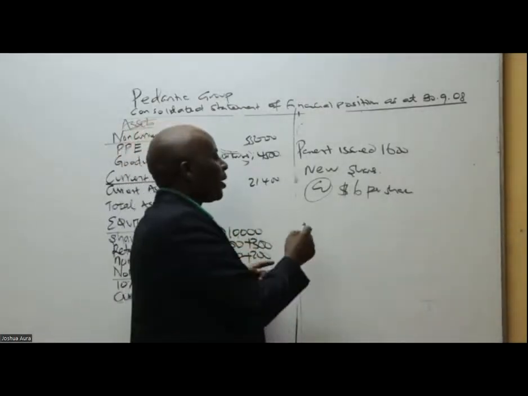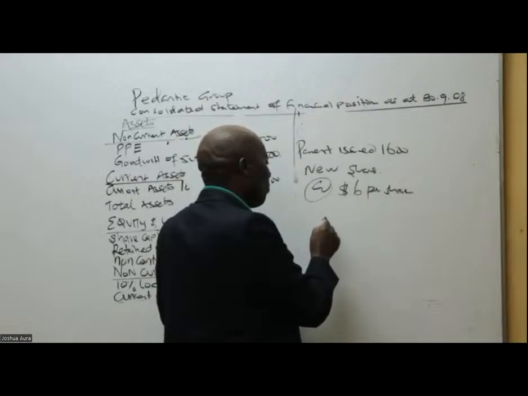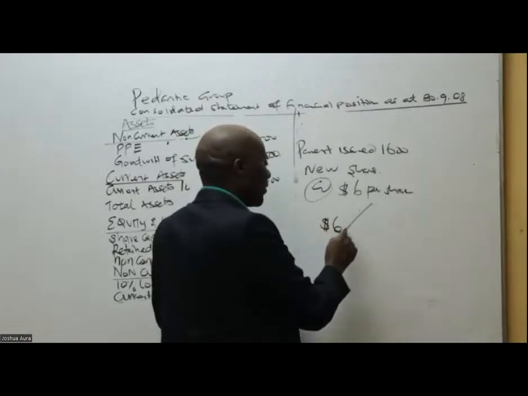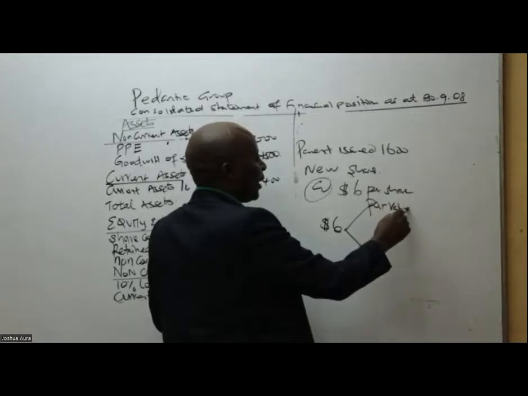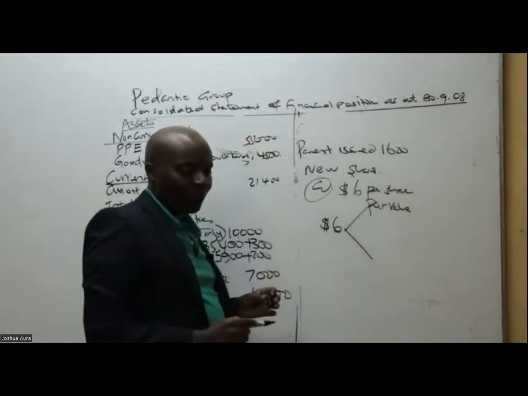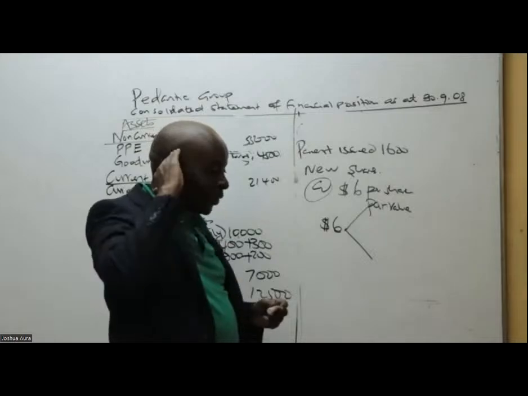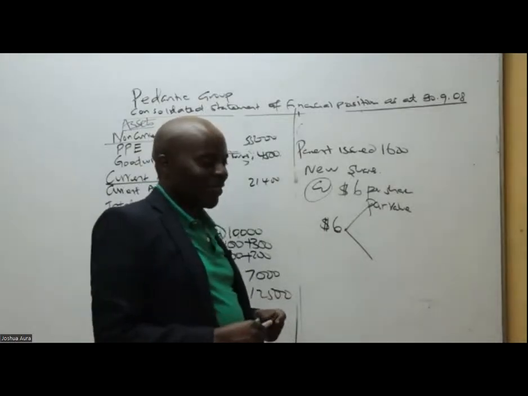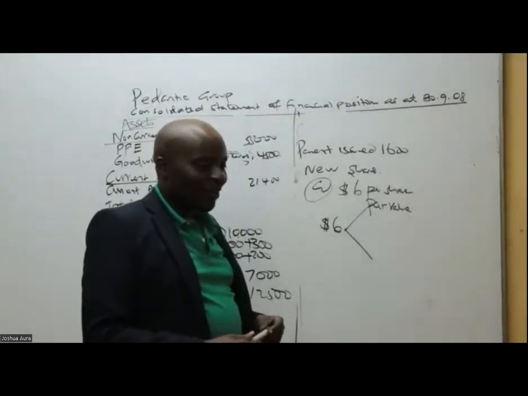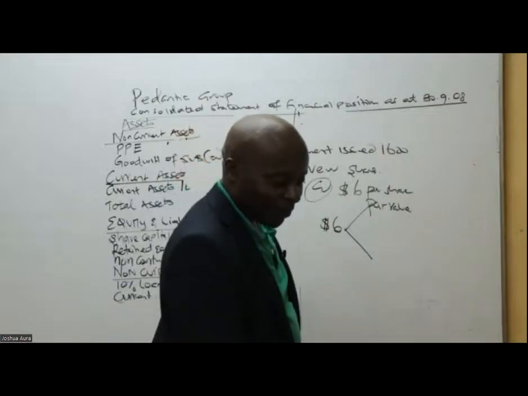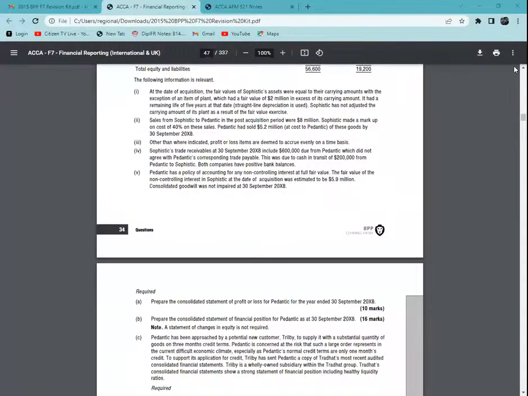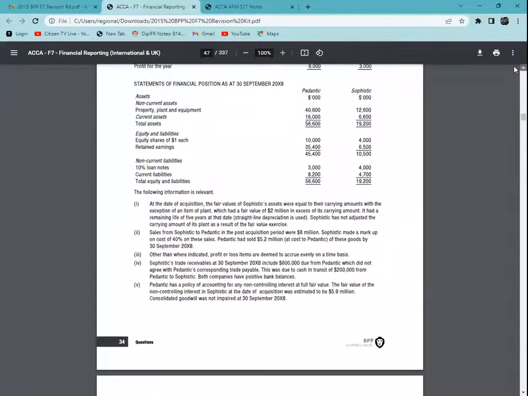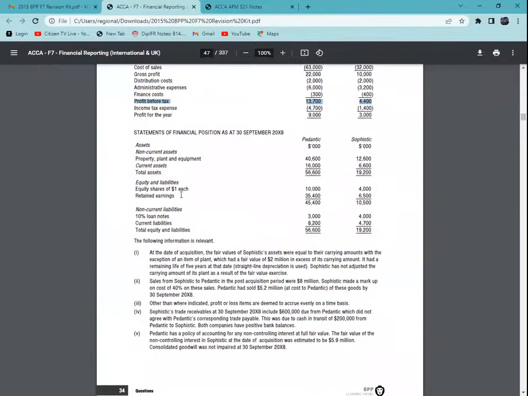But now remember that this $6 has got two components. Is there anybody who can see what the par value is? Anybody who can remember from our balance sheet what the par value is? It's 1. So the par value is 1. They told us from the balance sheet, here the par value is 1.